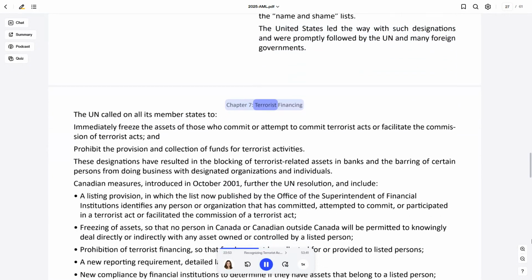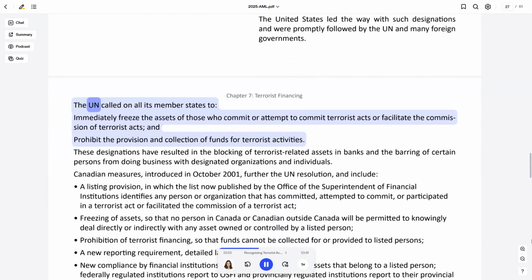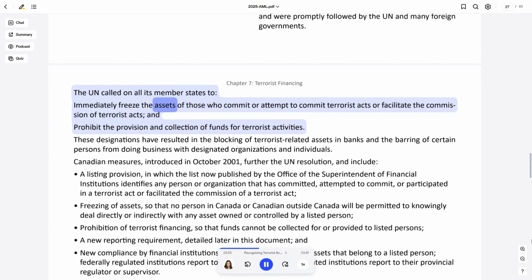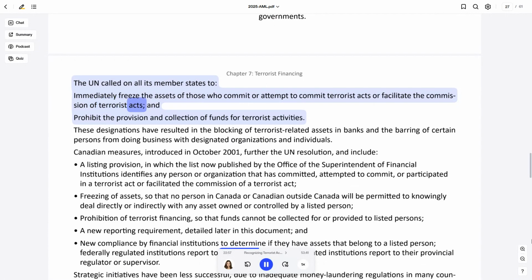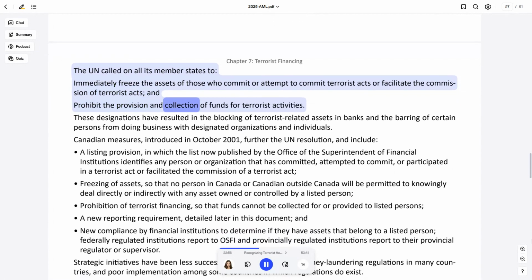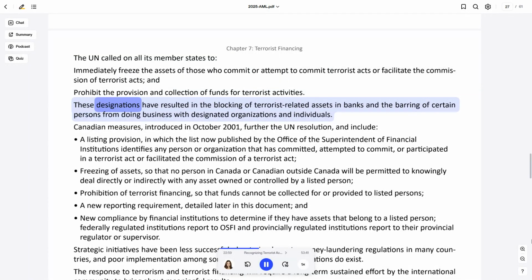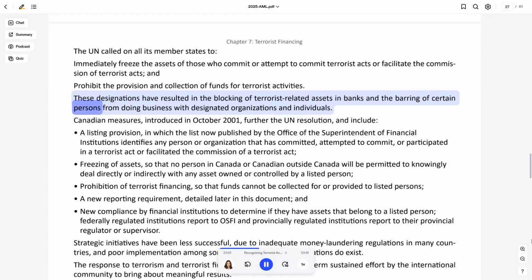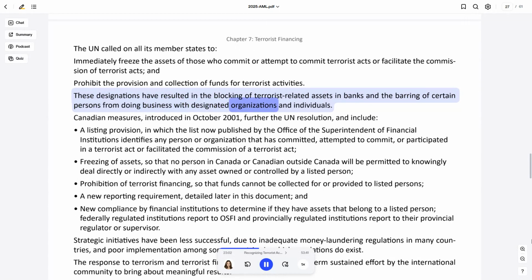Chapter 7. Terrorist financing. The UN called on all its member states to immediately freeze the assets of those who commit or attempt to commit terrorist acts or facilitate the commission of terrorist acts, and prohibit the provision and collection of funds for terrorist activities. These designations have resulted in the blocking of terrorist-related assets in banks and the barring of certain persons from doing business with designated organizations and individuals.